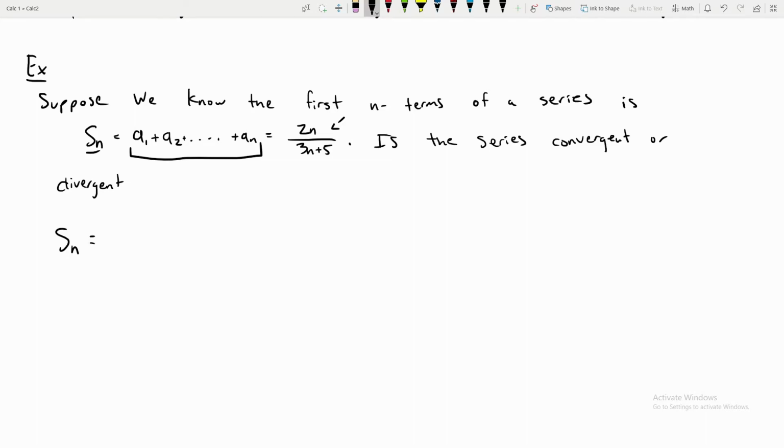So since S of n is equal to 2n over 3n plus 5, what we want to do is take the limit as n approaches infinity of this partial sum right here. We have solved limits similar to this all the time, so we know that this is just going to equal 2/3. And again, because this limit exists and it's equal to a finite value, that would mean that this series right here, whatever it be, is actually going to be convergent.